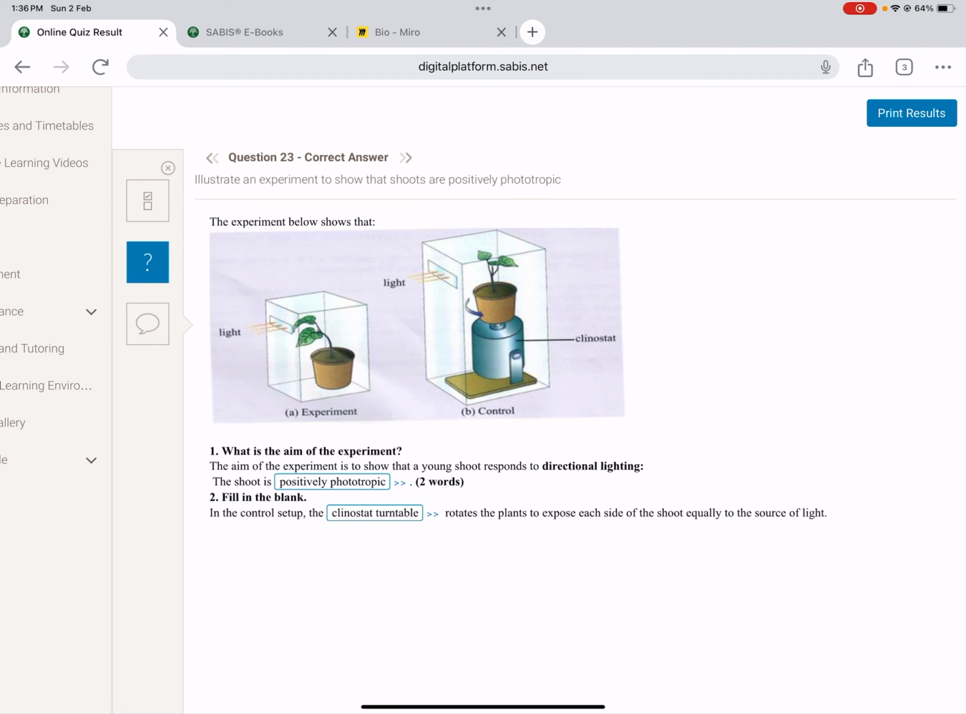Okay, this is the same one as we did before. The shoot is positively phototropic because it responds to light and goes in the direction of the light. And in the control setup, the clinostat cancels the effect. Okay, that's why you can see it in the control, it goes in one direction only.